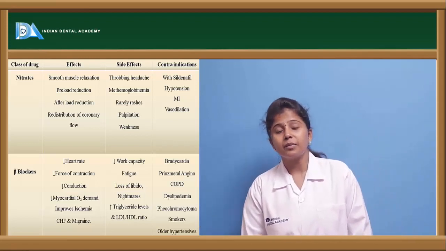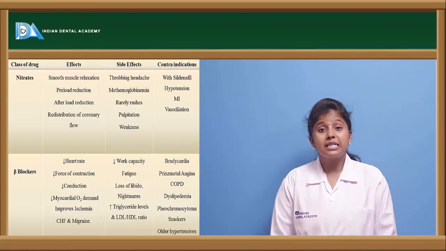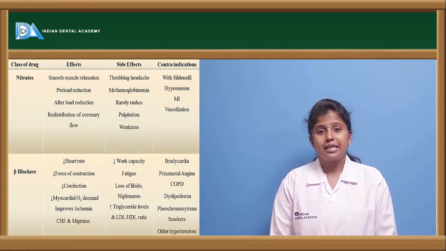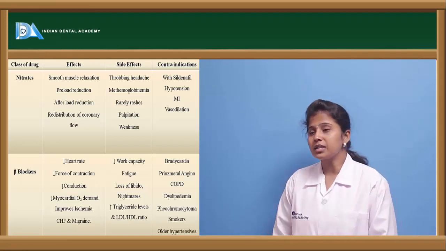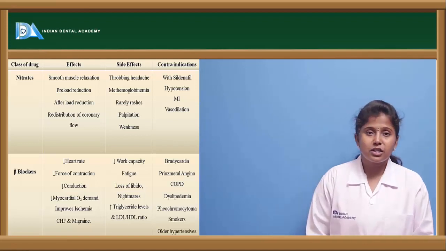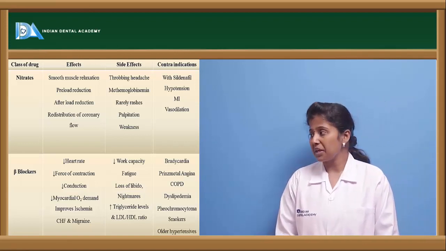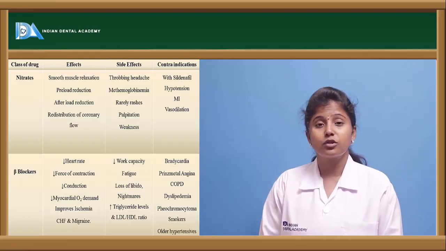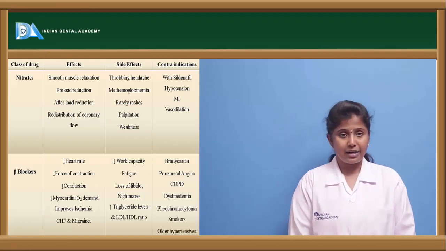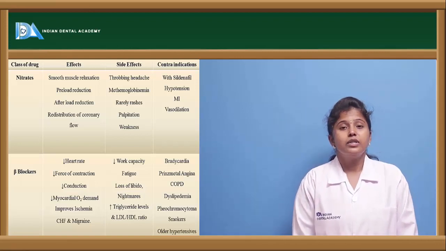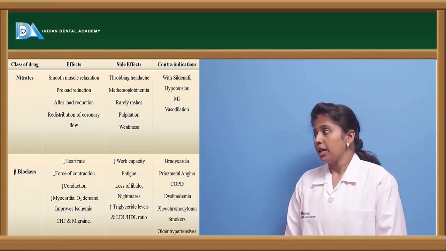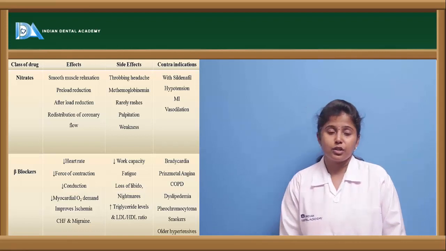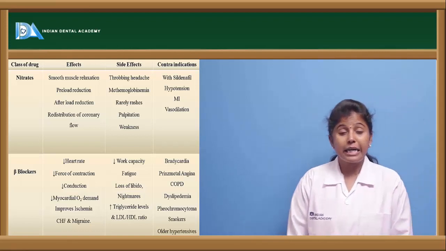This is a condition where methemoglobin is formed, which reduces the function of the RBC, and if the RBC are not functioning properly, the oxygen will not be supplied properly, and there will be rare rashes, palpitations, disturbances in the pulses, and it causes weakness. And these drugs should be contraindicated with sildenafil. Sildenafil citrate is a phosphodiesterase inhibitor. They are also not preferred in hypotension, myocardial infarction, and vasodilation. So in all these conditions, nitrates are not preferred.